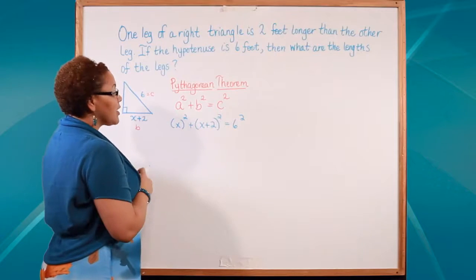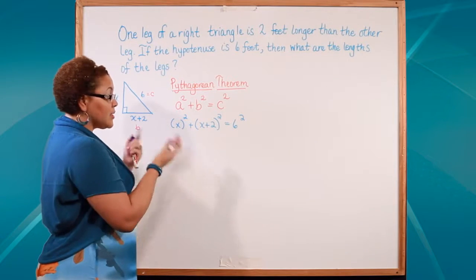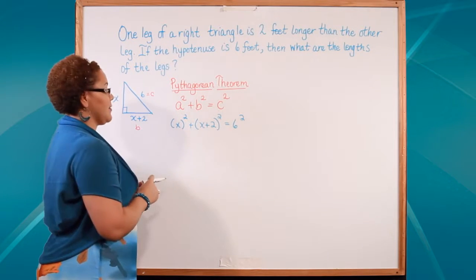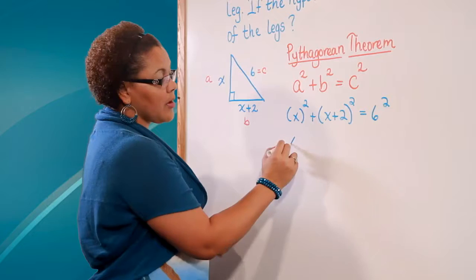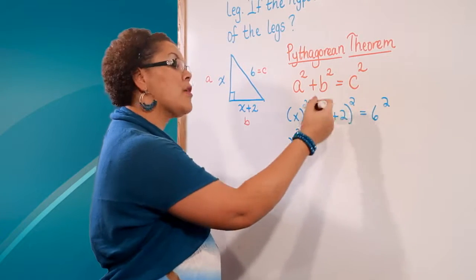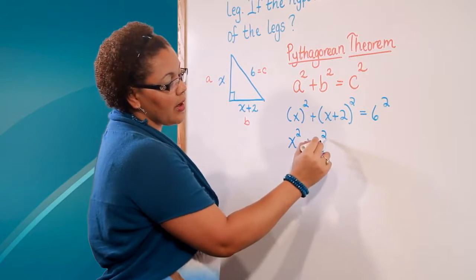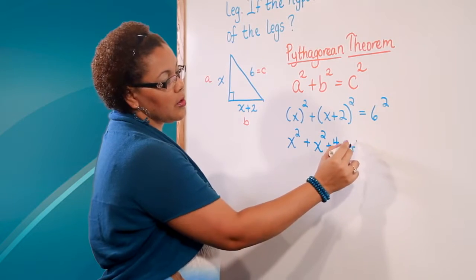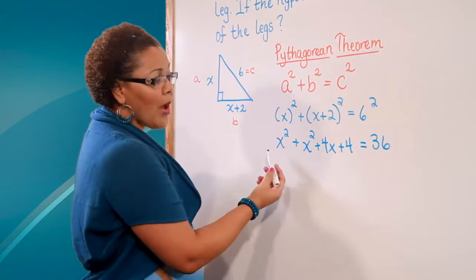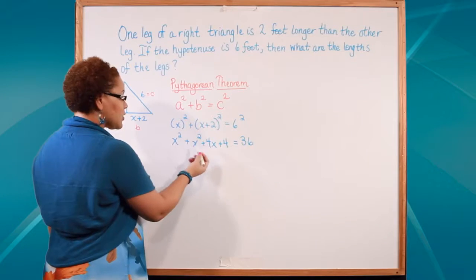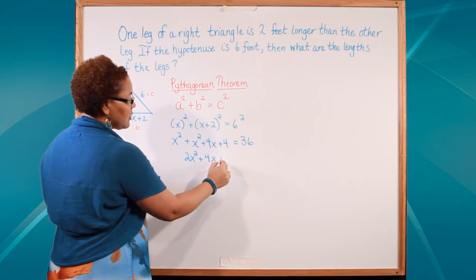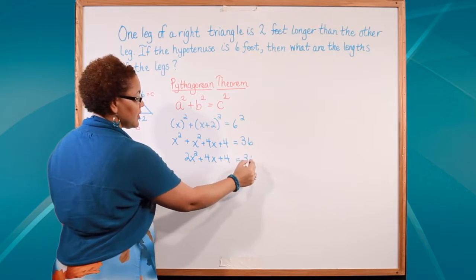So each leg has been squared, and the sum of those squared legs is equal to the square of the hypotenuse. So we're going to simplify our equation because as we see it just turns into a quadratic equation that we're going to solve using the quadratic formula. So an x raised to the second power is x squared. A squared binomial simplifies to x squared plus 4x plus 4, and 6 squared is 36. Now I'm going to combine my like terms. X squared plus x squared is 2x squared plus 4x plus 4 equals 36.